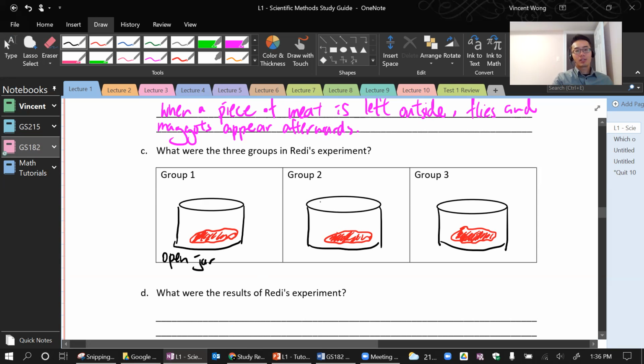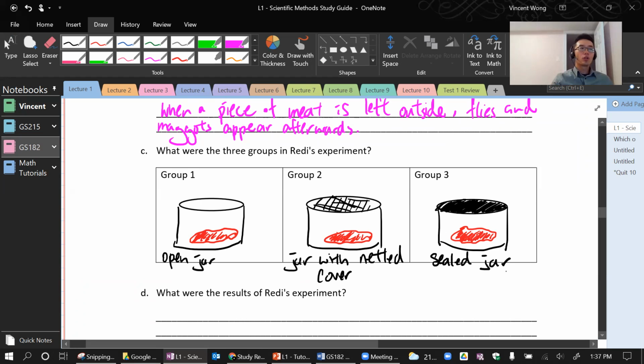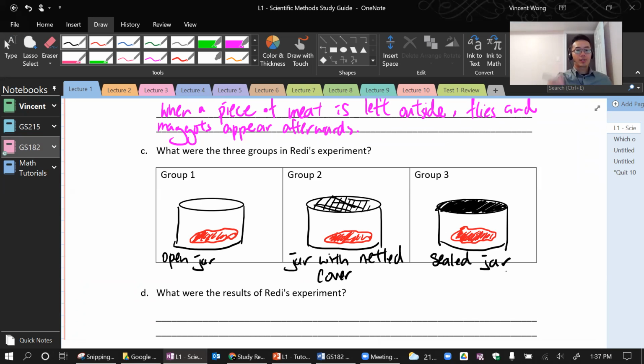The second group, he put a mesh on top, so a jar with a netted cover. And then group 3 completely sealed the jar, so a sealed jar. So he has the three groups, and then he leaves the jars outside and waits for a couple of days.